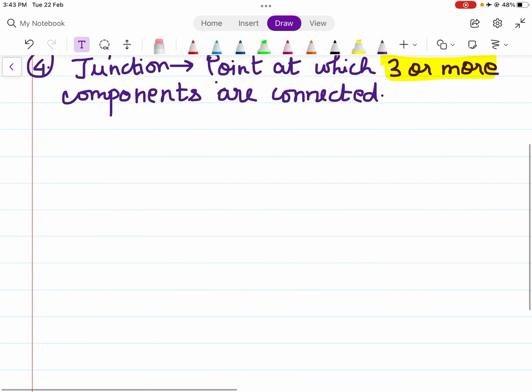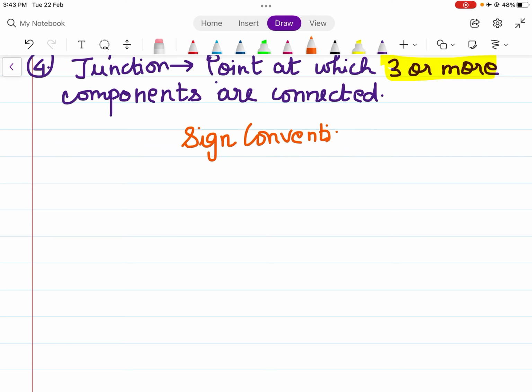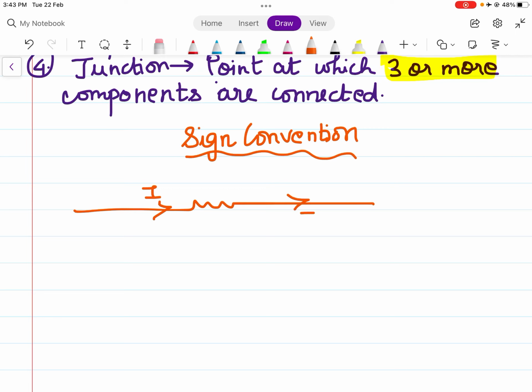Next is sign convention. If there is this circuit and here current I is entering, current I is leaving. The point at which the current enters is positive and where the current leaves is negative. So this terminal is the positive terminal, and the other terminal is the negative terminal. Current leaves the negative terminal, current enters the positive terminal.